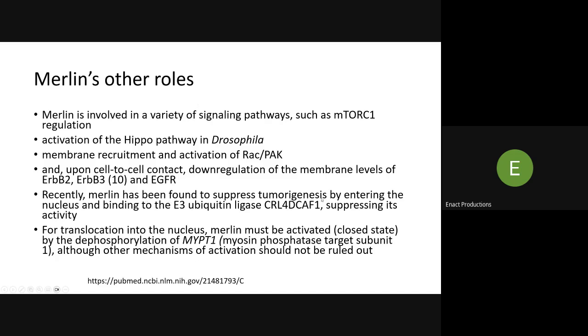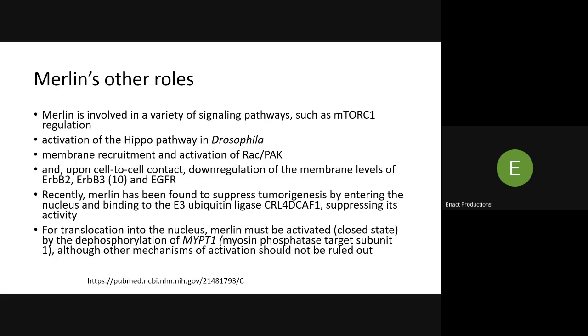So Merlin has been found to suppress tumorigenesis by entering the nucleus and binding to this E3 ubiquitin ligase, suppressing its activity. We kind of touched on that before. It has this other thing it's doing. And for translocation into the nucleus, Merlin must be activated. So it's a specific type of Merlin, in an activated configuration, and it must be activated by MYPT1, myosin phosphatase target subunit 1, although other mechanisms of action could not be ruled out. So I wouldn't say it's the primary driver of the tumorigenesis. However, it's one of the pathways, right?